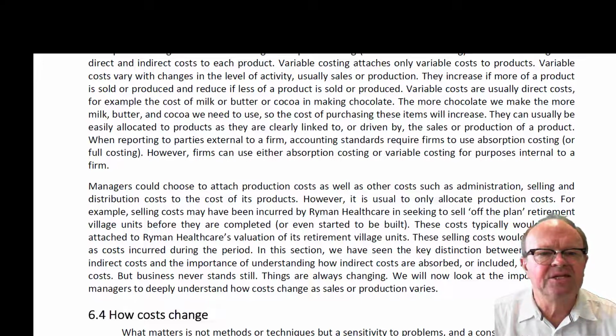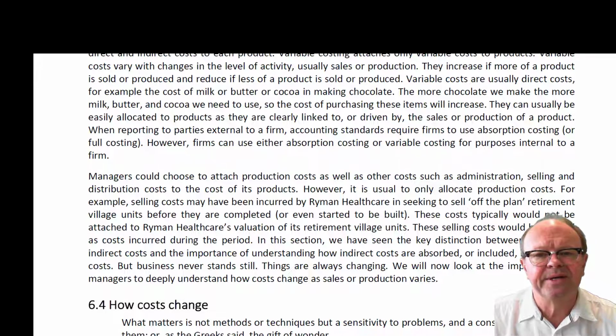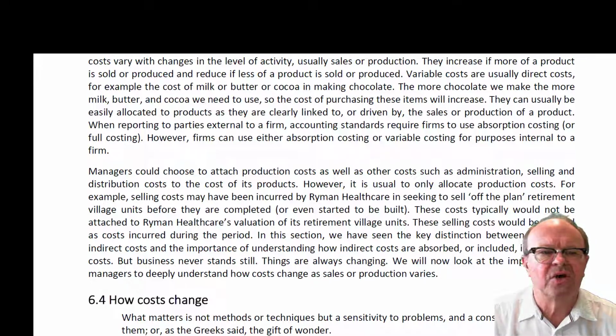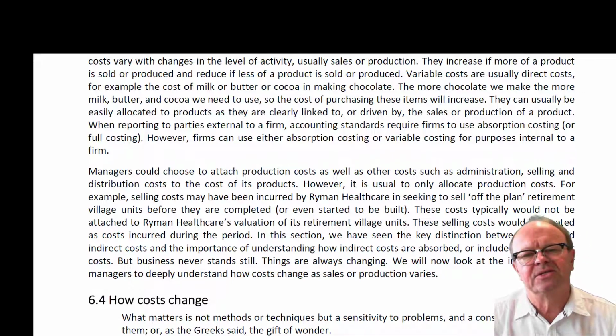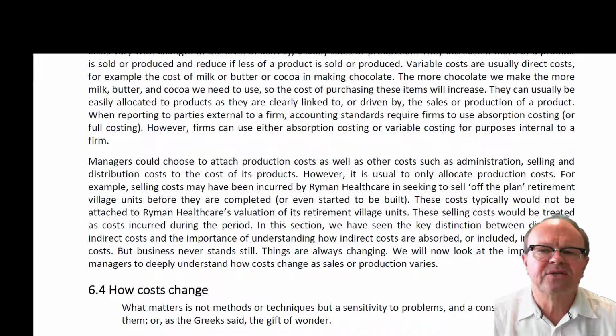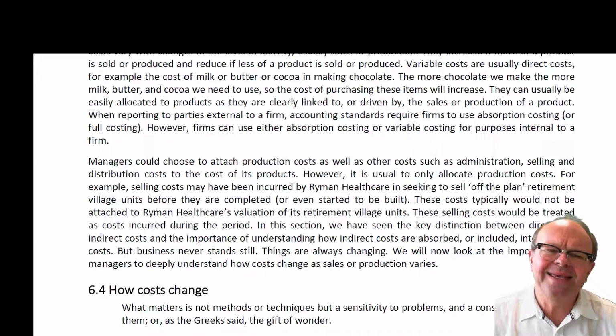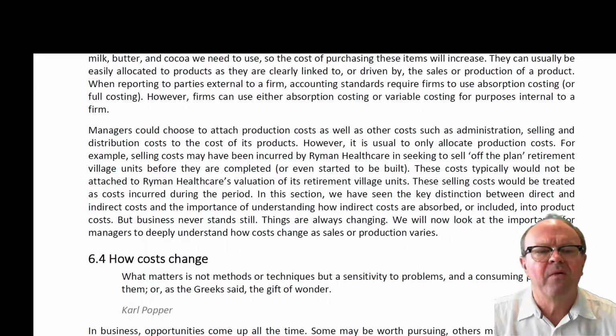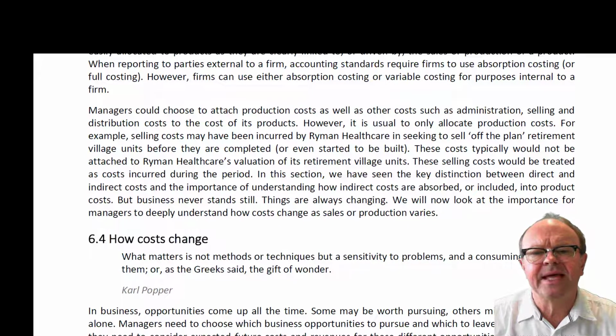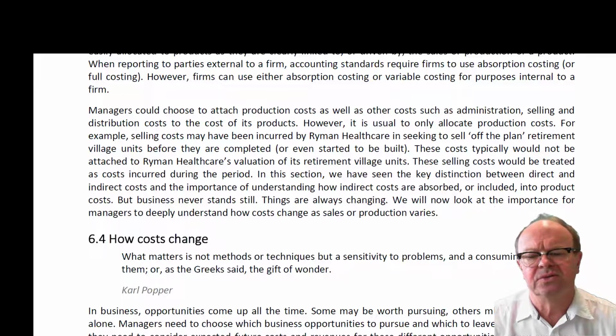Variable costs vary with changes in the level of activity, usually sales or production. They increase if more of a product is sold or produced, and reduce if less of a product is sold or produced. Variable costs are usually direct costs, for example, the cost of milk or butter or cocoa in making chocolate. The more chocolate we make, the more milk, butter and cocoa we need to use, so the cost of purchasing these items will increase. They can usually be easily allocated to products as they are clearly linked to or driven by the sales or production of a product. When reporting to parties external to a firm, accounting standards require firms to use absorption costing or full costing. However, firms can use either absorption costing or variable costing for purposes internal to a firm.